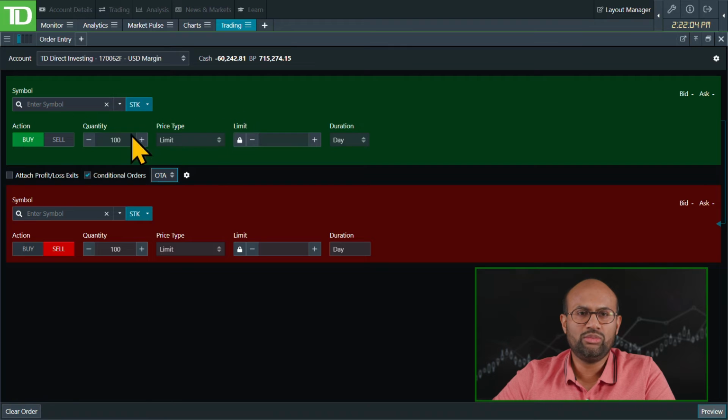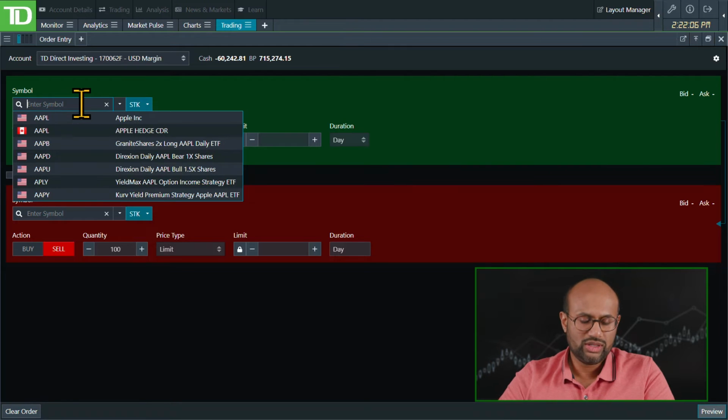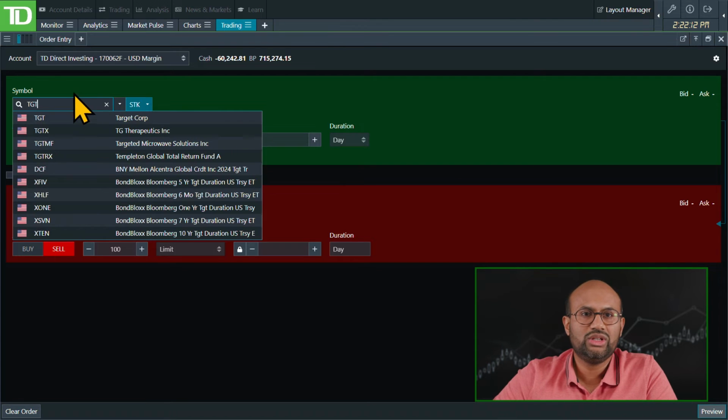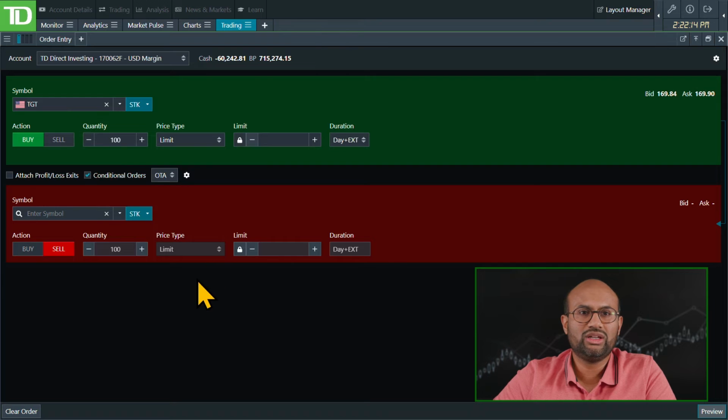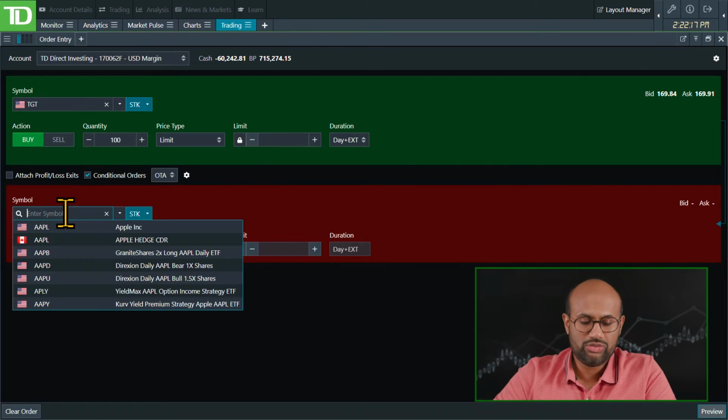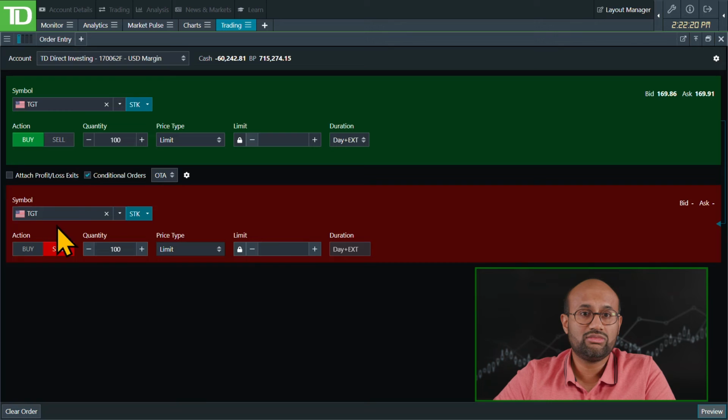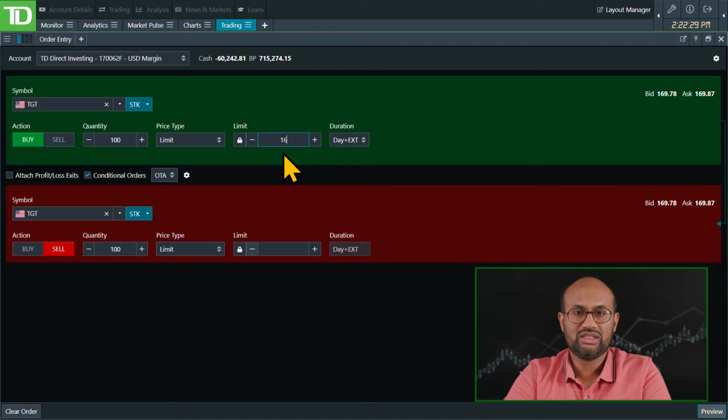So again, you have a primary order set up over here. Let's switch up the symbol in this case, and we're going to use Target, the retailer. We'll pull up Target over here, and we'll pull up Target over here. So this is just a standard way you could use it. You could say, okay, let's buy Target. We're seeing the price on Target at the moment showing at 169. I'll say, okay, let's set a limit price of 165.